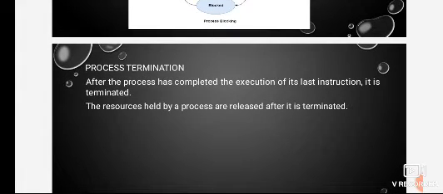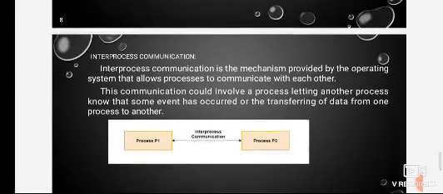Process termination. After the process has completed the execution of its last instruction, it is terminated. The resources held by a process are released after it is terminated.